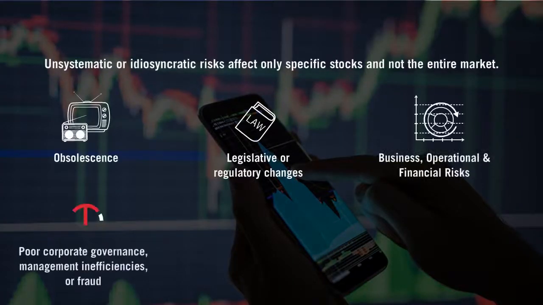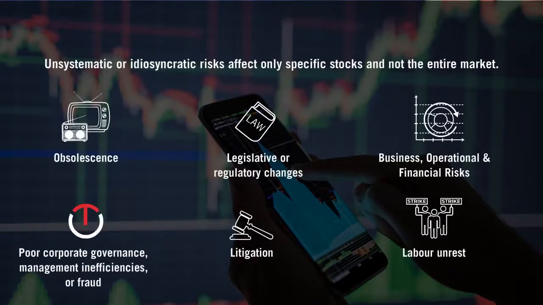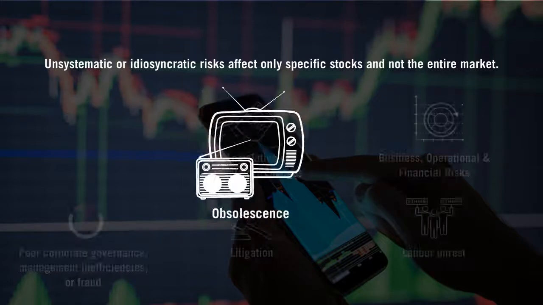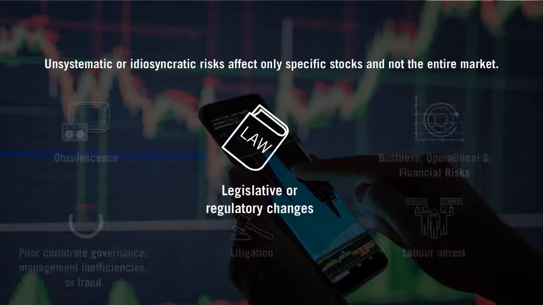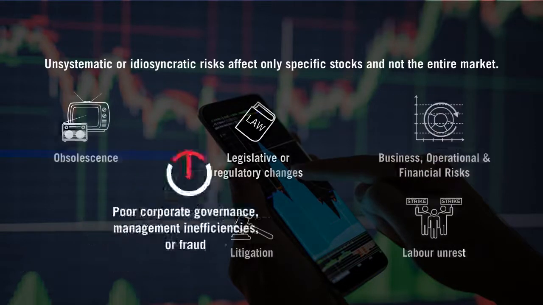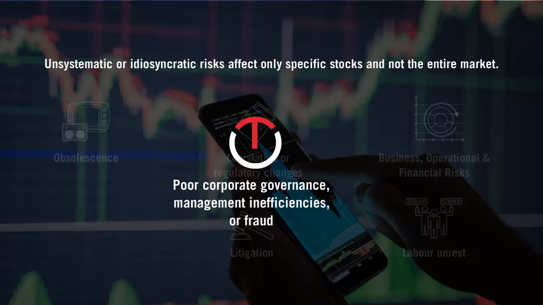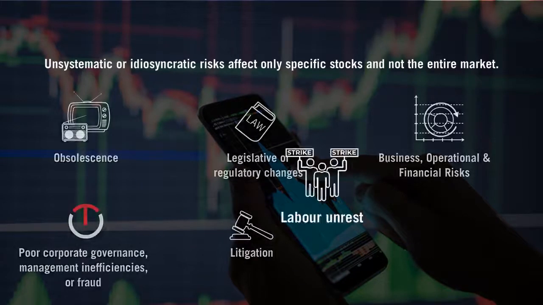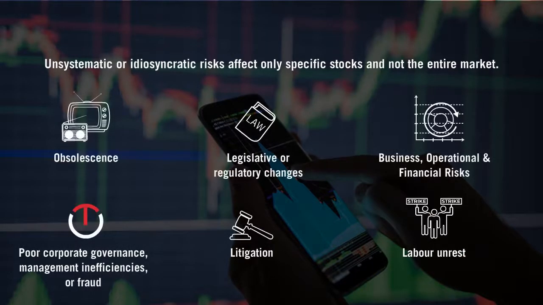Stocks are also subject to unsystematic or idiosyncratic risks. These affect only specific stocks or group of stocks and not the entire market. Such risks may stem from technology obsolescence, changes in laws and regulations, or business, operational, and financial risks. These include risks of poor corporate governance, management inefficiencies or fraud, litigation, labor unrest, and so on.